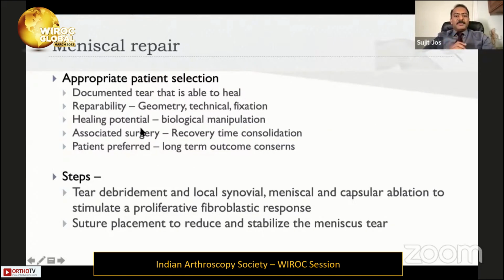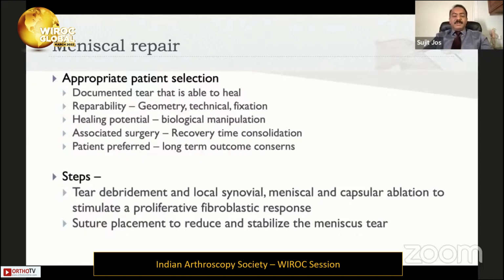Repair: appropriate patient selection is very important. A documented tear that is liable to heal, repairability, that is the geometry we said, the technicalities which are available, the fixation methods, the biological manipulation and the healing potential, and associated surgeries, especially along with an ACL reconstruction, where the chance of a meniscus healing is much better.